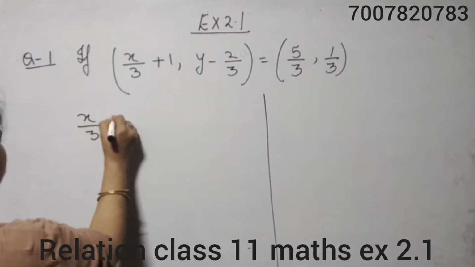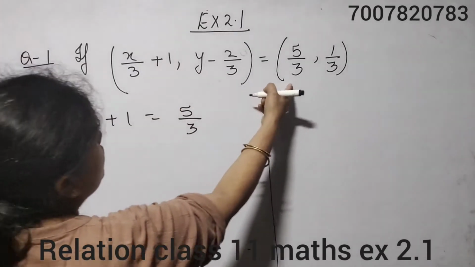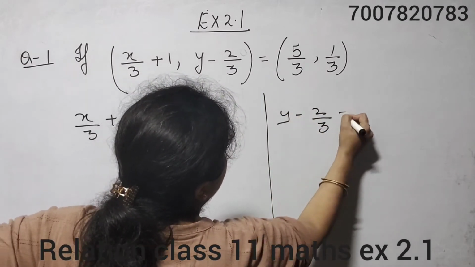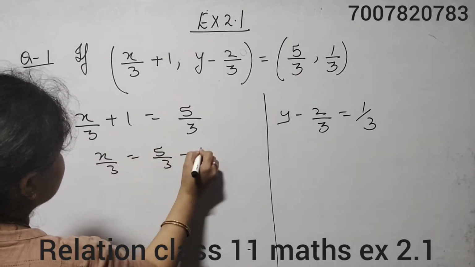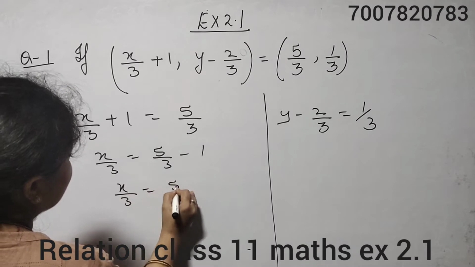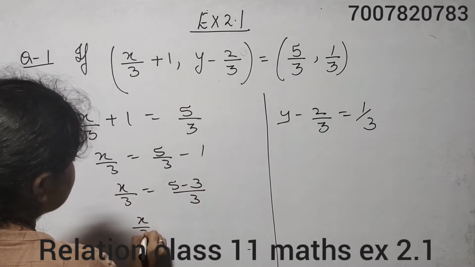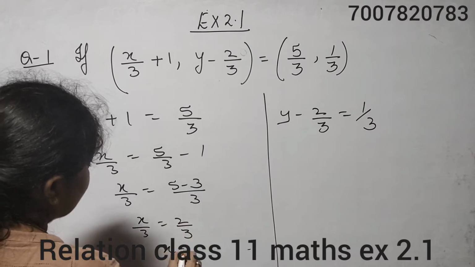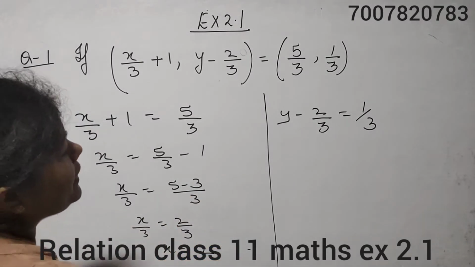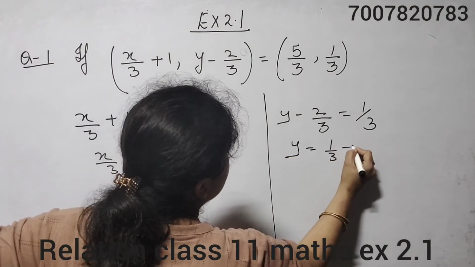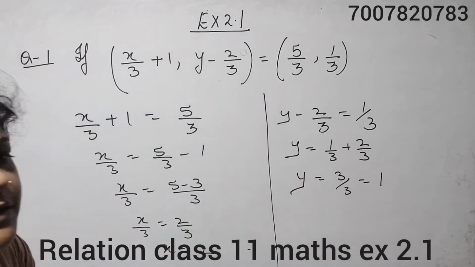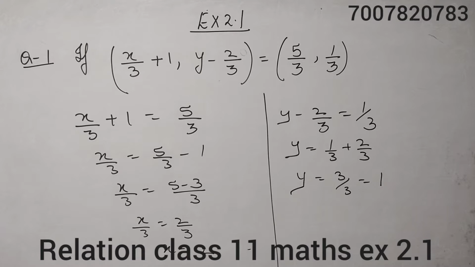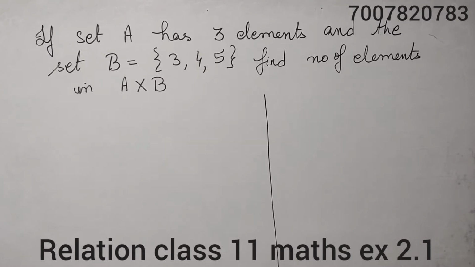So simple, x/3 + 1 is equal to 5/3 because this is the x ordinate, and here we just equate the y ordinate. Now x/3 is equal to 5/3 minus 1, and here we get x/3 is equal to (5 - 3)/3, that is x/3 is equal to 2/3, and ultimately the value of x is 2. Now similarly you can also find the value of y, and here we get 1/3 plus 2/3, which is equal to 3/3 and which is equal to 1. So I think these are very simple questions and you can easily find out the values of x and y simply by equating them.